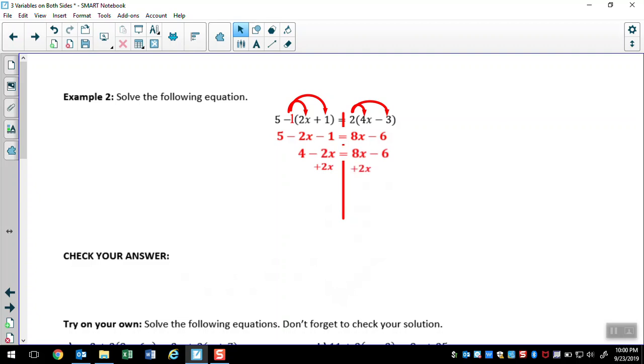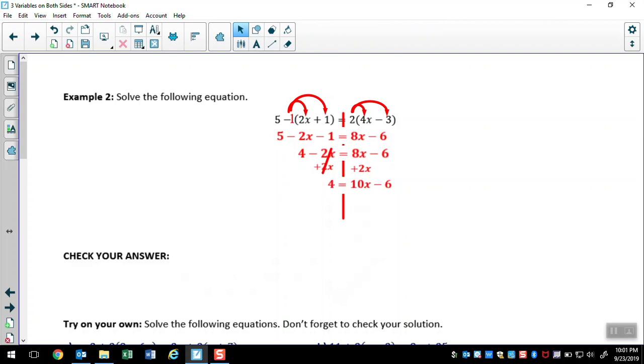I like to keep my variables positive. It makes life a little bit easier in the end. So I always will try to move the smaller variable term. So in this case, -2 is definitely smaller than +8. So I added 2 over to this side, which gives me this equation. Okay, so remember, these cancel out.